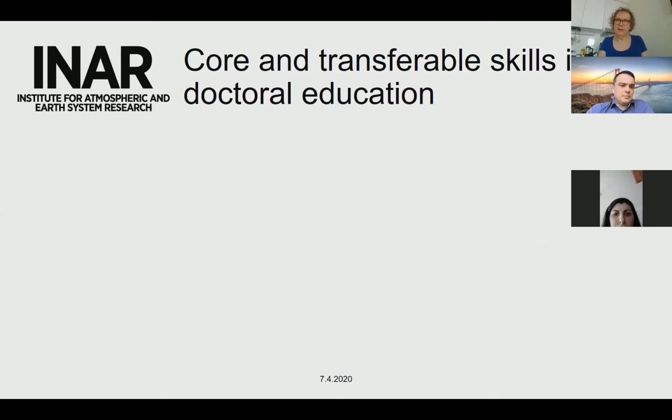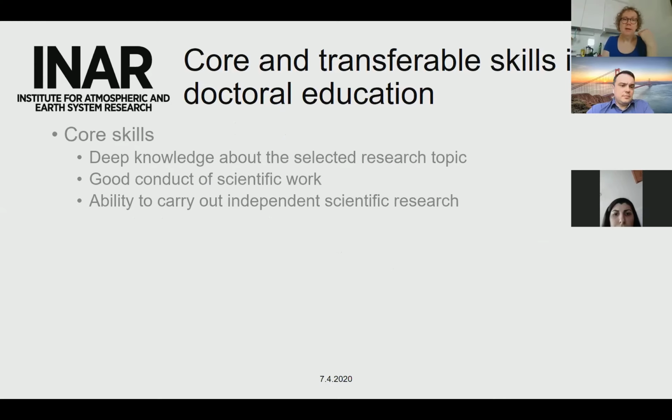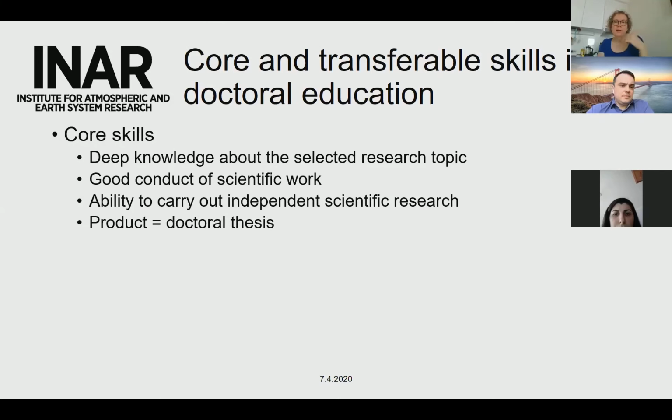And I think I have used most of my time, but a few words about the core and transferable skills that have been mentioned. In this morning's presentations, the term soft skills was mentioned quite a few times. And this is sometimes seen as the same as transferable skills, but I would say, in my view, that many of the transferable skills are actually quite hard skills. So I would prefer to use the term transferable skills. And the difference between the core and transferable skills is that core skills, when we talk about doctoral education, means that one should, during the studies, get a deep knowledge about the research topic, learn a good conduct of scientific work, and learn to carry out independent scientific research. I think this is quite clear and the case in doctoral programs generally.